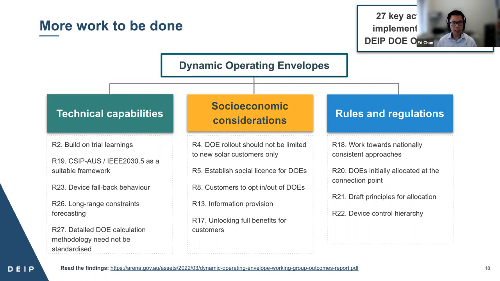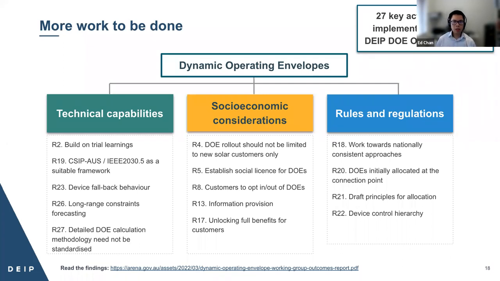In terms of calculating the envelope, this is an area that needs a lot of work. Our view is that the methodology itself needs not to be standardized amongst networks, but there should be a process looking at methodologies as well. I'll go to the rules and regulations, and then I'll come back very quickly to the socioeconomic considerations.